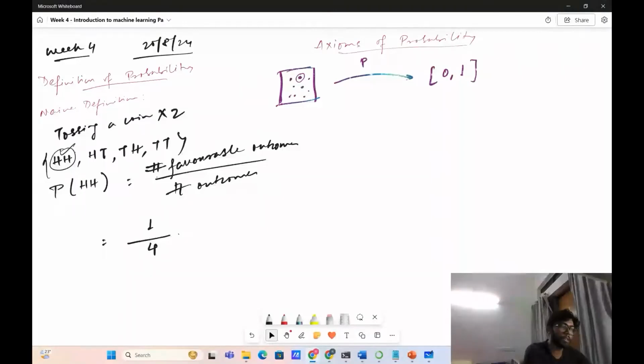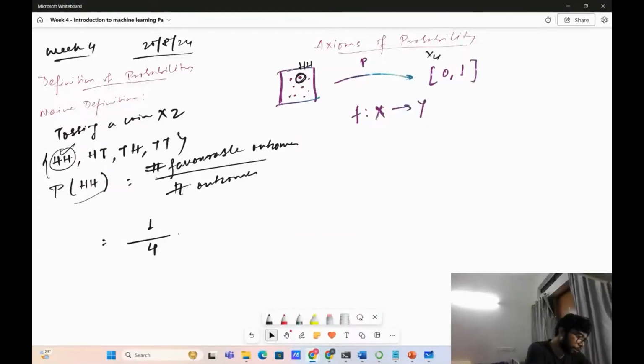So you know what a function is, right? A function is something which maps anything from a domain to a range. So let's say this point in the sample space represents HH, as we saw in the previous example, right? And probability is basically a function or a mapping which takes HH to the value 1 by 4, right? So as we saw in our earlier example.